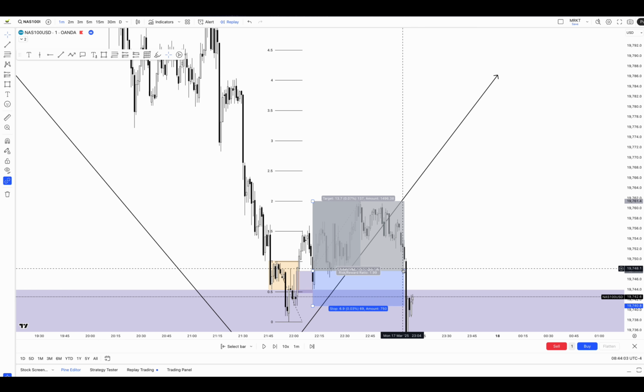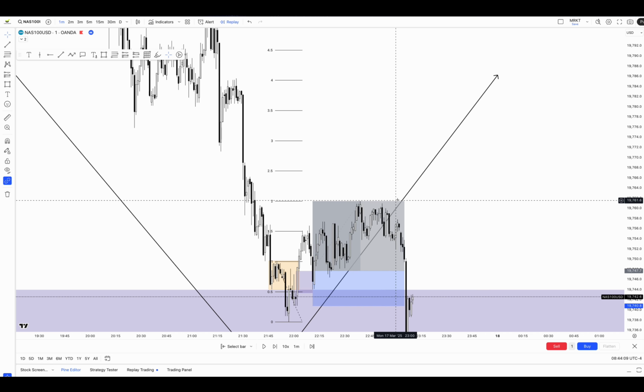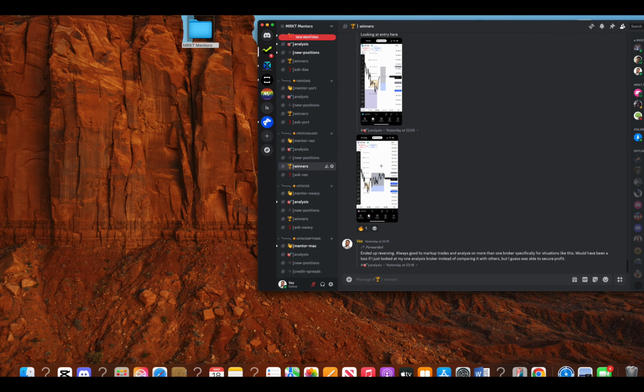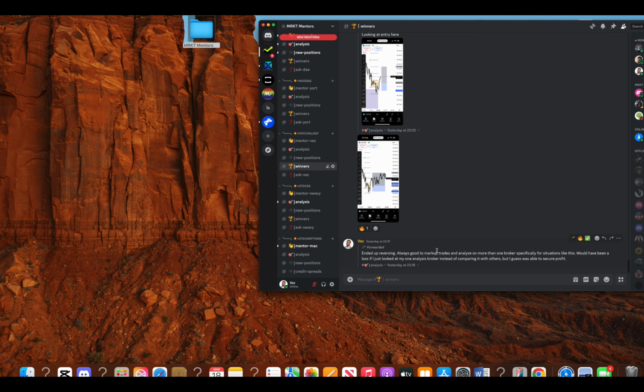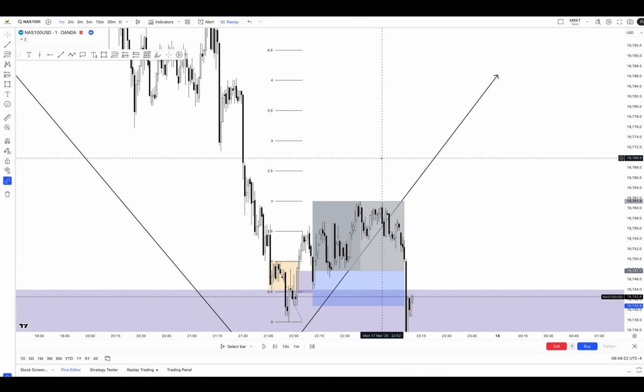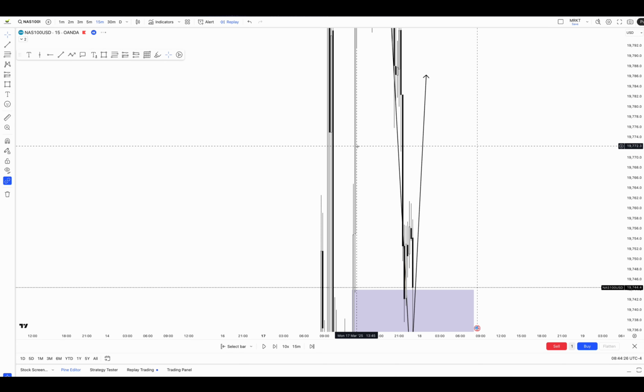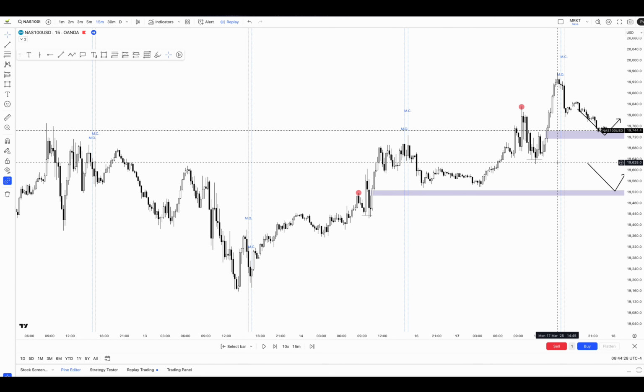You see it reversed really soon after I closed out up here. It reversed in the next 10 minutes or so. So I'm glad I closed out. I said in the Discord I closed out and it ended up reversing, so it's good to mark it up on multiple brokers and multiple charts so you can see what's really happening and how you can secure your profit and preserve your own capital. So with that, it was the only trade I took Monday. That was the only trade I was going to break down for today.